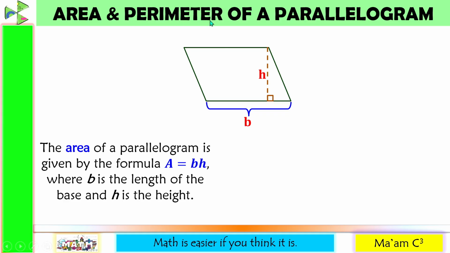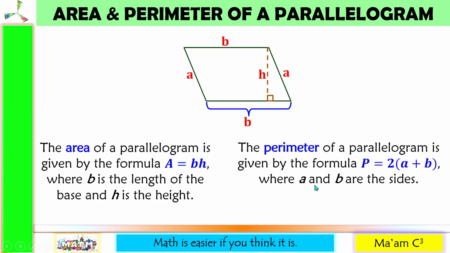Now, let's talk about perimeter. If this measures B, then its opposite side also measures B. Let me label this side as A. So this one is also A, opposite sides. Now, we all know that perimeter is the sum of all sides. So the perimeter of a parallelogram is given by the formula 2 times the quantity A plus B. We have 2 B's and 2 A's, and that can be shortened to 2 times the quantity A plus B.